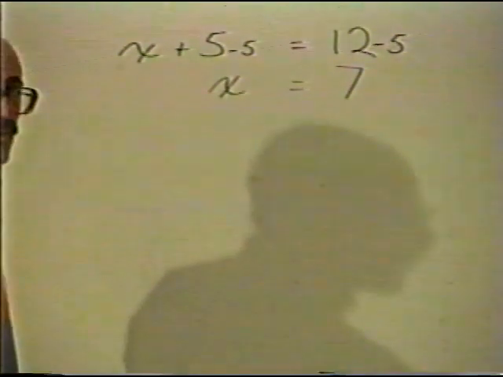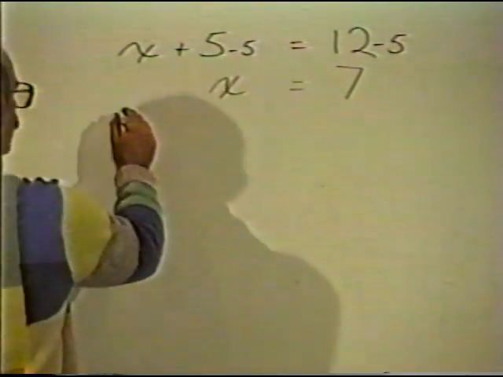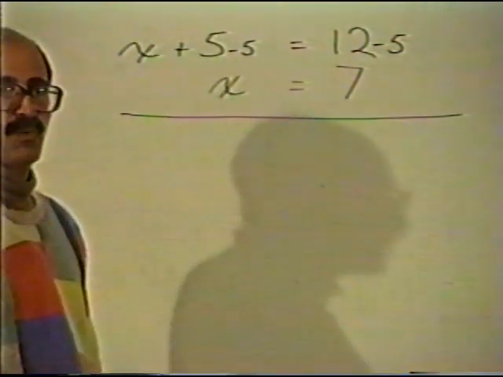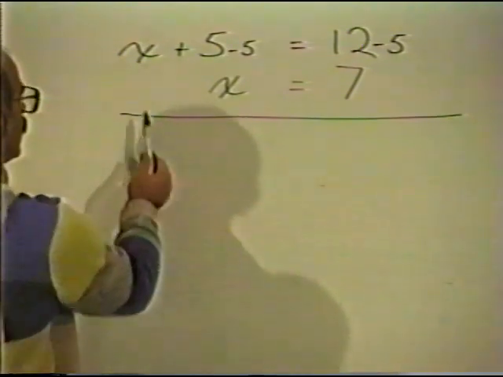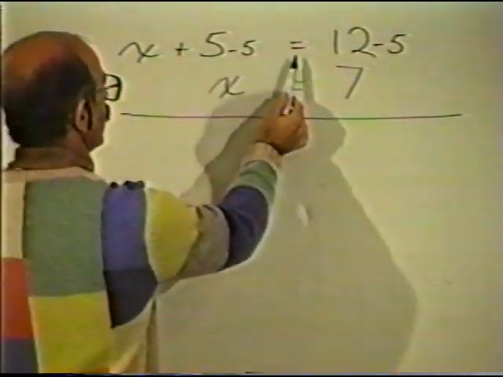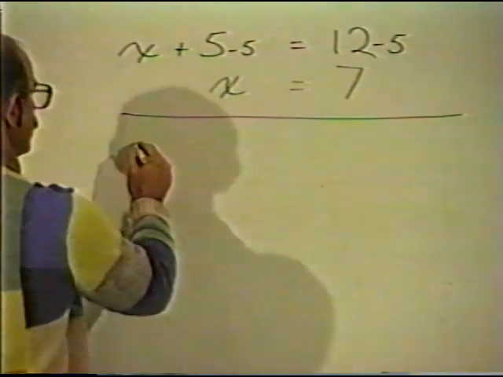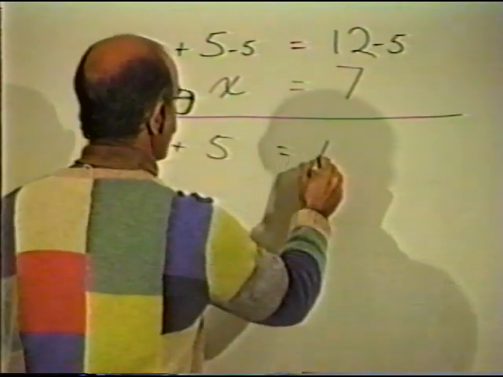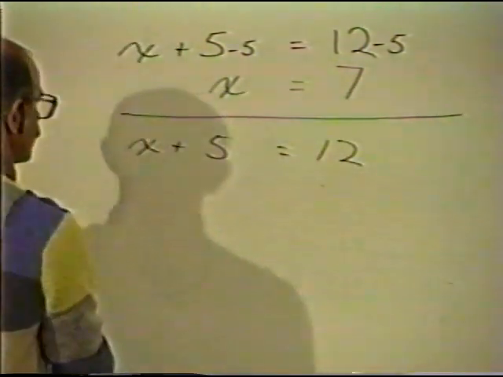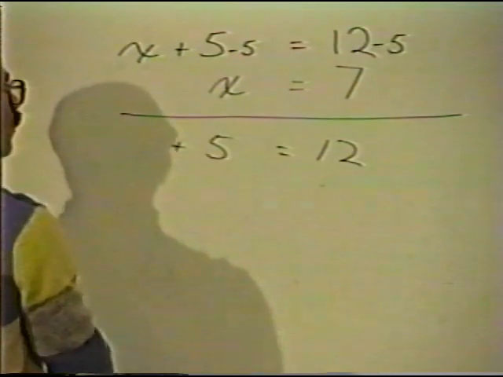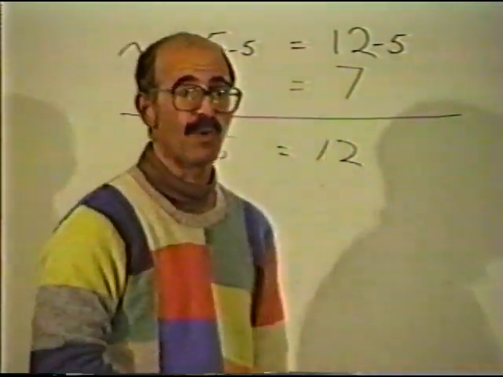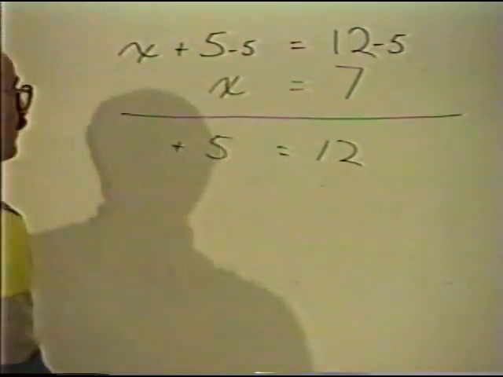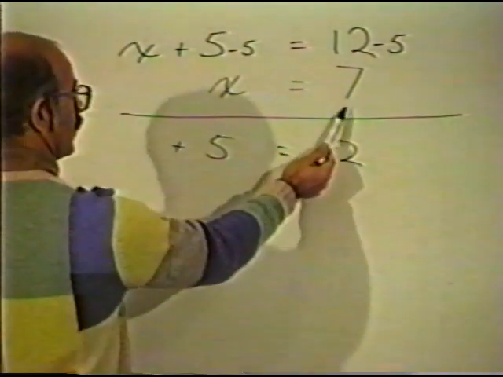Now we're going to do what we call the check. We'll put a little line under it, and we'll look at the original equation. The original equation is x plus 5 equals 12. And we're going to write that original equation again, except for one thing. Instead of the x, we're going to write what the answer was, what we found out that x is equal to. And we found out that x is equal to 7.